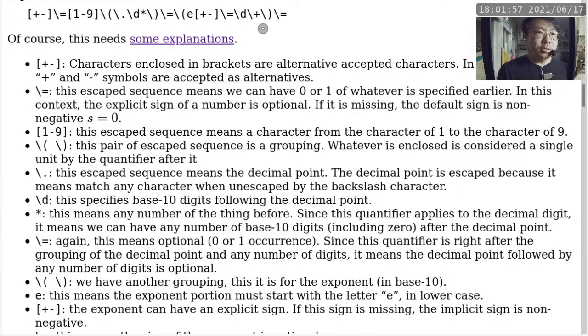Are there any questions? Does anyone want to do this? Does anyone want to write a parser that can parse a base 10 scientific notation that is specified by this regular expression?